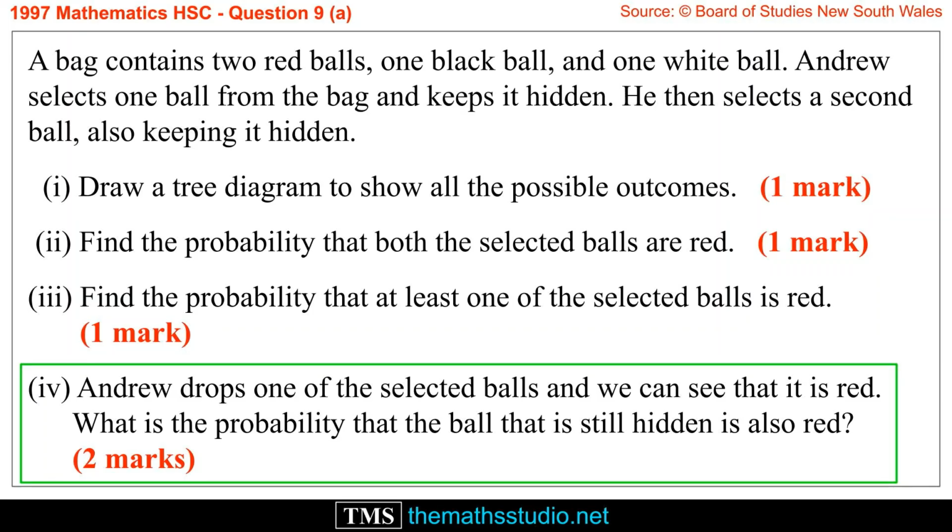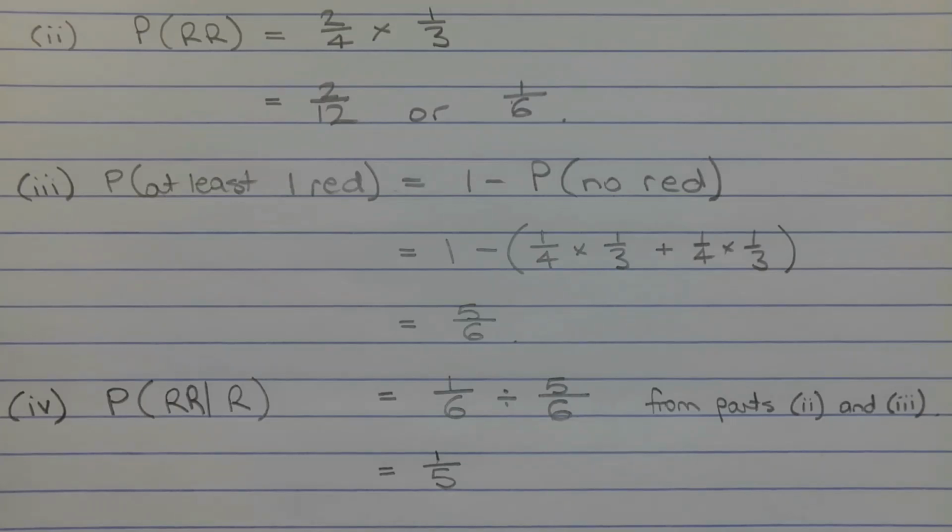Part 4. Andrew drops one of the selected balls and we can see that it is red. What is the probability that the ball that is still hidden is also red? This is a case of conditional probability. We want the probability that both balls are red given that one of them has been revealed to be red.